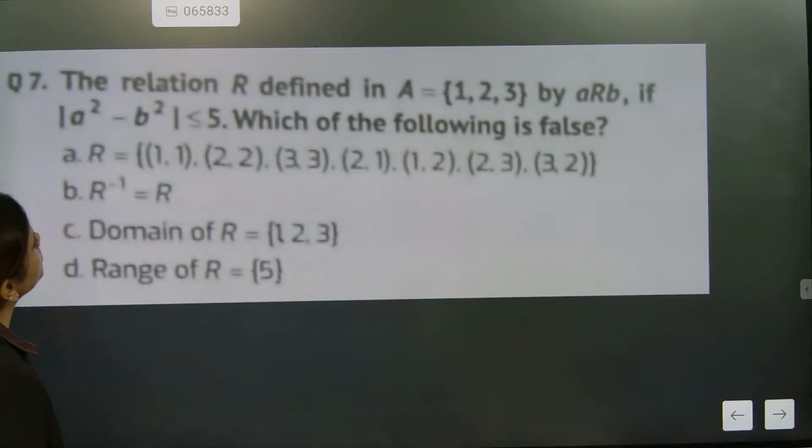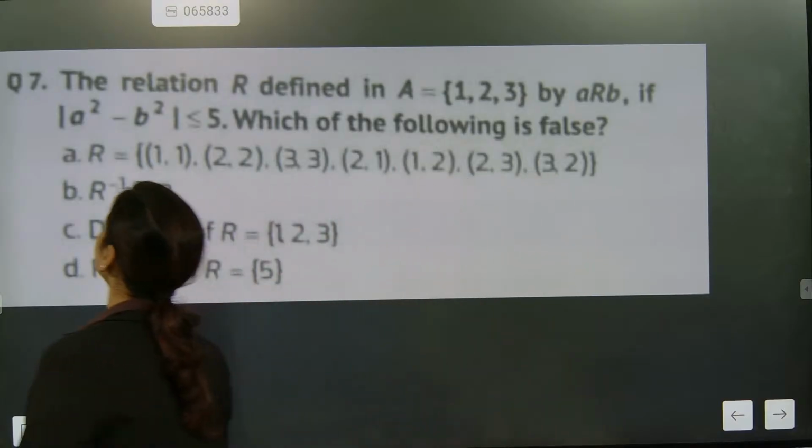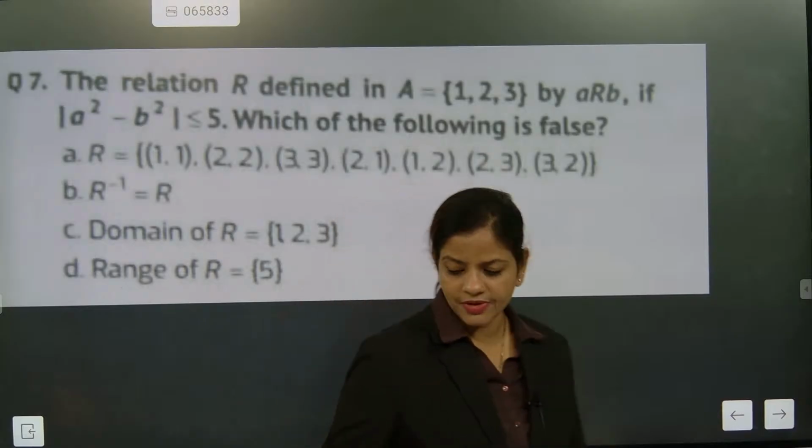Now, better look here. What is the question? Relations are defined in the set A is equal to this. If this part is there, what is the answer? Yeah, domain, how many elements will be there? And range, how many elements will be there?